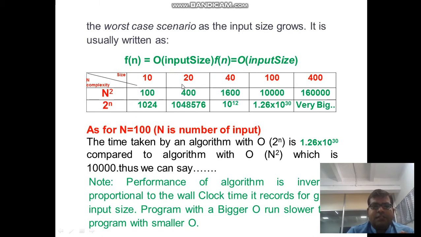Suppose our input size is 20 and our big O notation is O(n squared) and the other is O(2 power n). So if the input size is 20, then it will take 400 milliseconds, but with the same input size, if our efficiency is 2 power n, then it will take 1048576 milliseconds. Thus we can say bigger O runs slower than the smaller O.